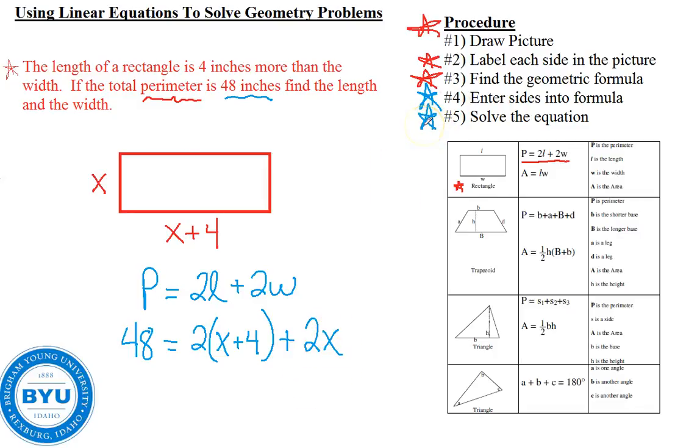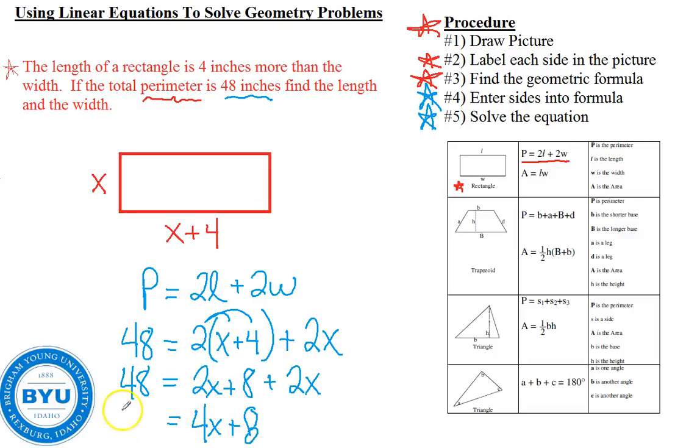Our last step then is to solve this equation. So we'll go ahead and solve it. I've got parentheses in my problem, so I'm going to need to distribute. I'll get 2x plus 8 plus 2x equals 48. Let's get my x's together. 2x plus 2x is 4x plus 8 equals 48. I'm going to minus the 8 over to both sides. That gets me 40 equals 4x. To get x by itself, I'm going to do the opposite of times by 4, so I'll divide by 4. And I find out that x equals 10.